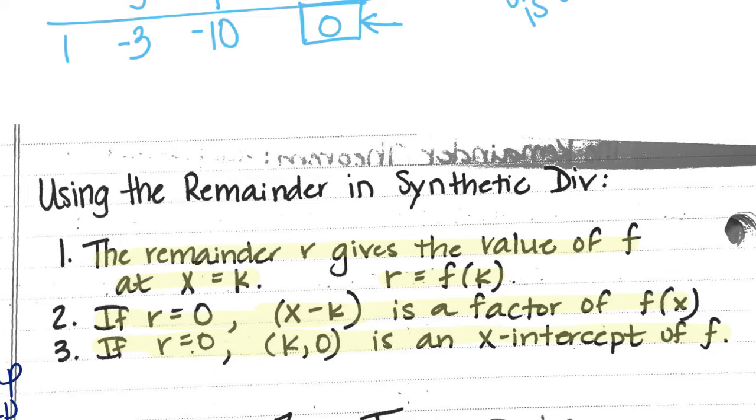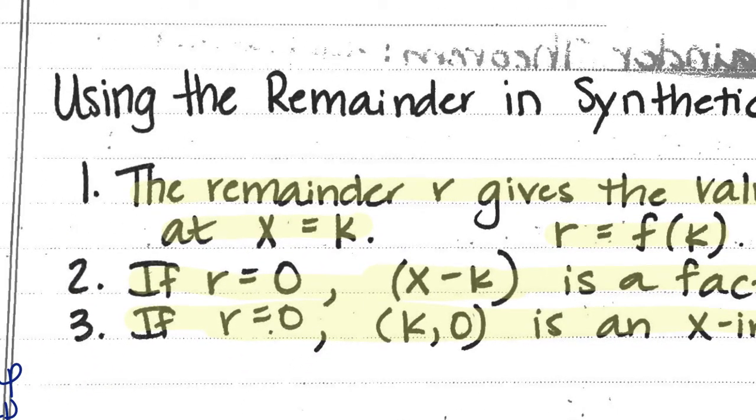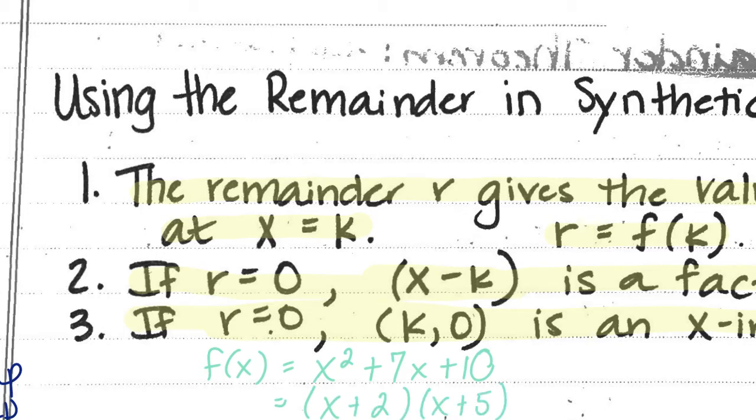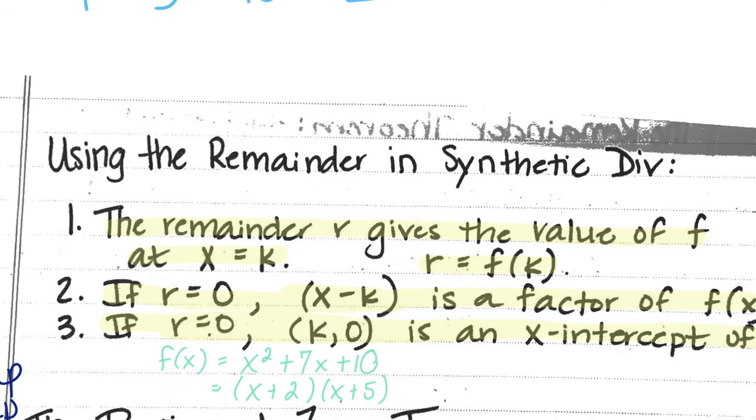So let me put that in real people terms, okay? So let's say I was looking at, oops, I need my pen. f of x is equal to, I'm just going to keep it simple, x squared plus 7x plus 10. If this is what I had, I know that this can be factored to be x plus 2, x plus 5. And that is where they say they are a factor. So let's look. Oh, it's right here. They're showing it right here.